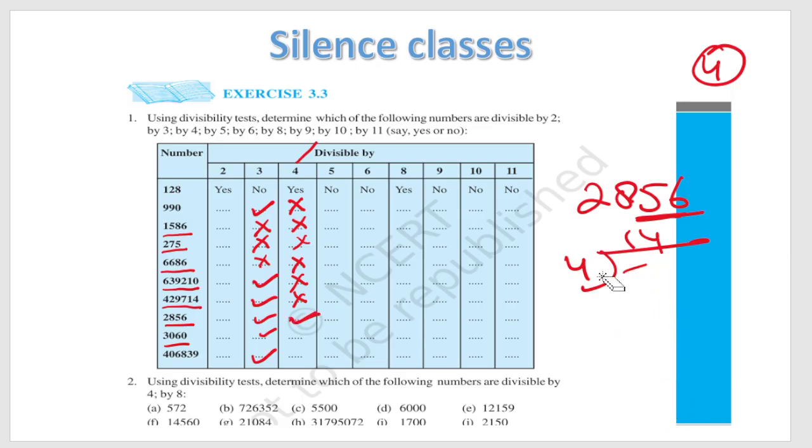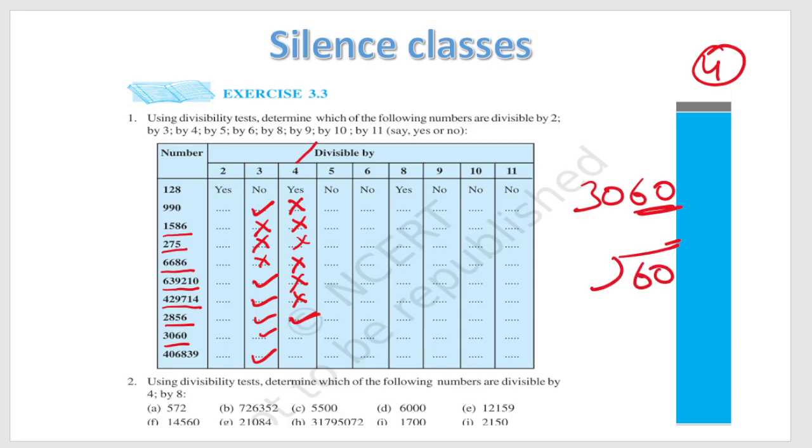Okay, now the number given to you is 3060. The last two digits are 60. 4 ones are 4, 4 fives are 20. This means 60 is divisible by 4. Okay, this means this number is also divisible by 4.